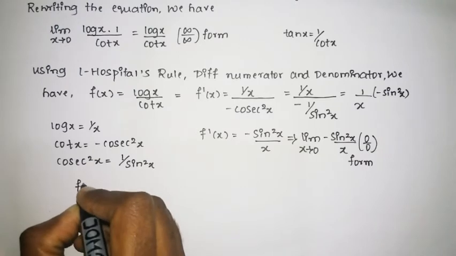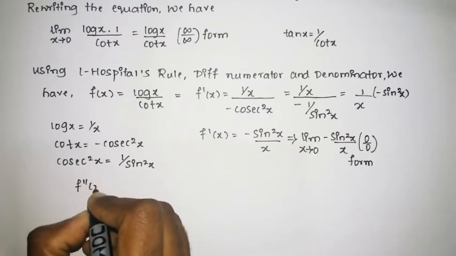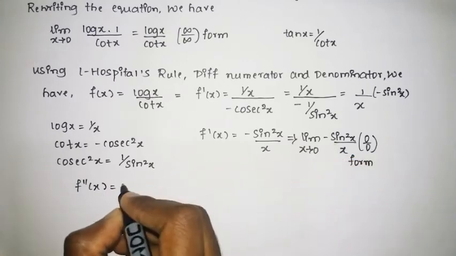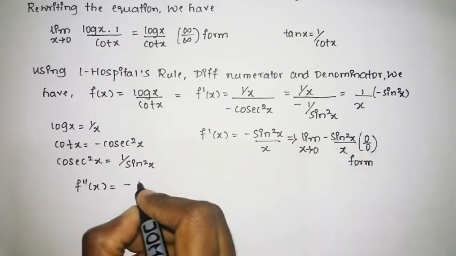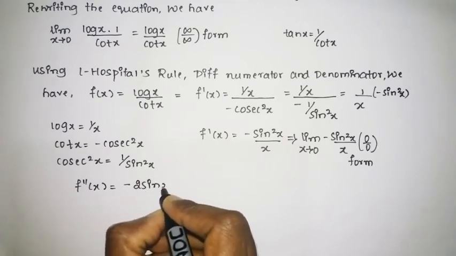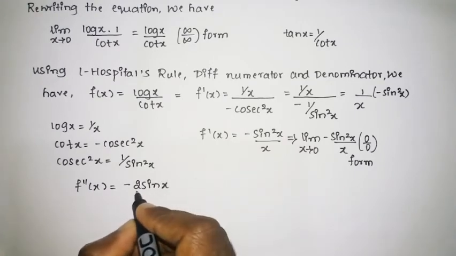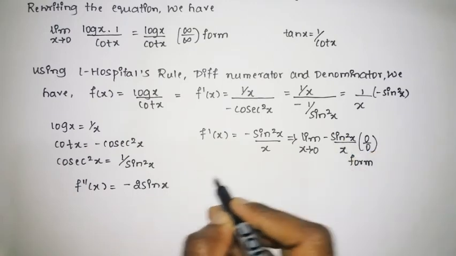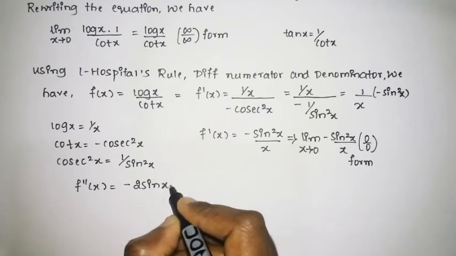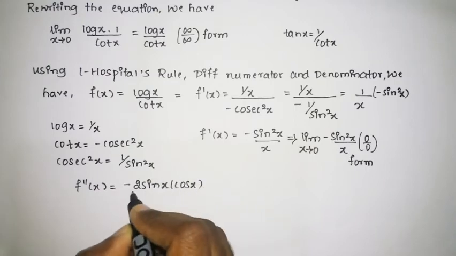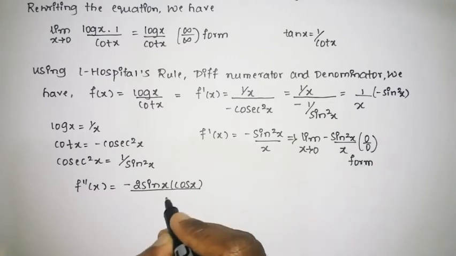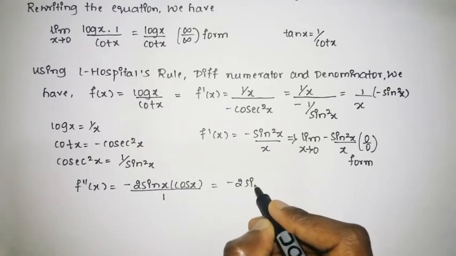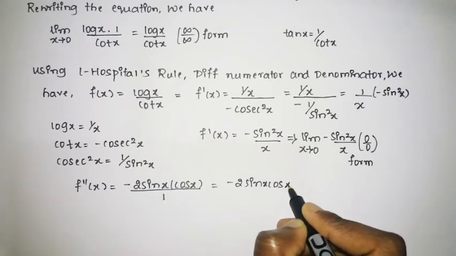So differentiation of f dash of x equal to f double dash of x equal to, so differentiation of minus sin square x is nothing but minus 2 into sin x into differentiation of sin x, which is nothing but cos x. Then whole divided by differentiation of x, that is 1. So minus 2 into sin x into cos x divided by 1.